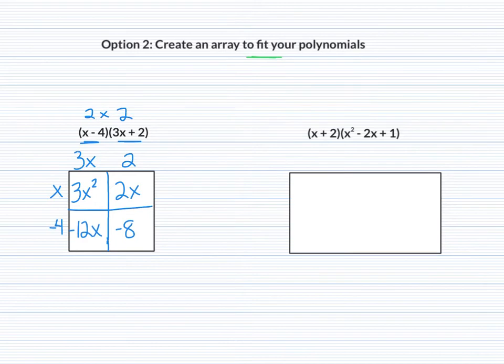Okay, so let's rewrite this. We have 3x squared plus 2x minus 12x minus 8. And once again, we have some like terms to combine. So my final answer, 3x squared minus 10x minus 8.